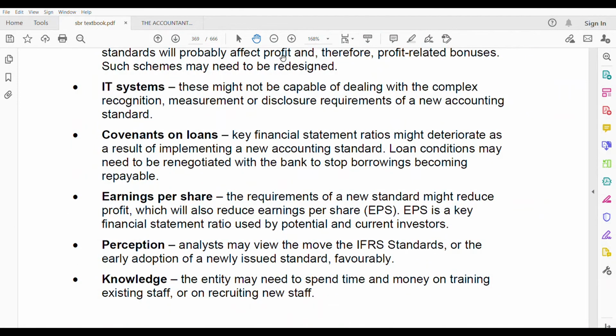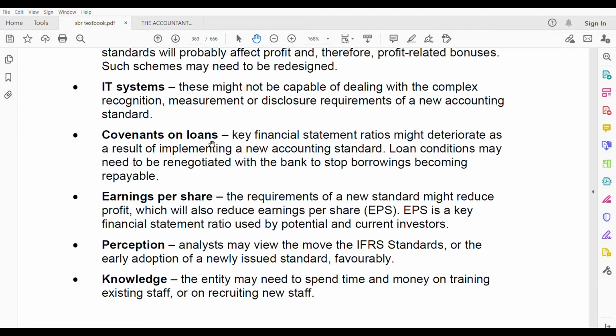This might not be capable of dealing with complex recognition. For example, IFRS standards have so many complex recognition, measurement, disclosure, and all those things. So you have to see whether the IT system is capable enough to deal with the complex recognition, measurement, and disclosure requirements of a new accounting standard.